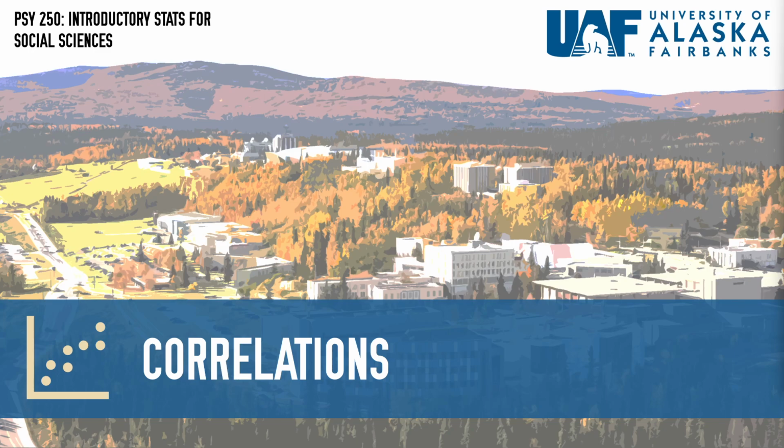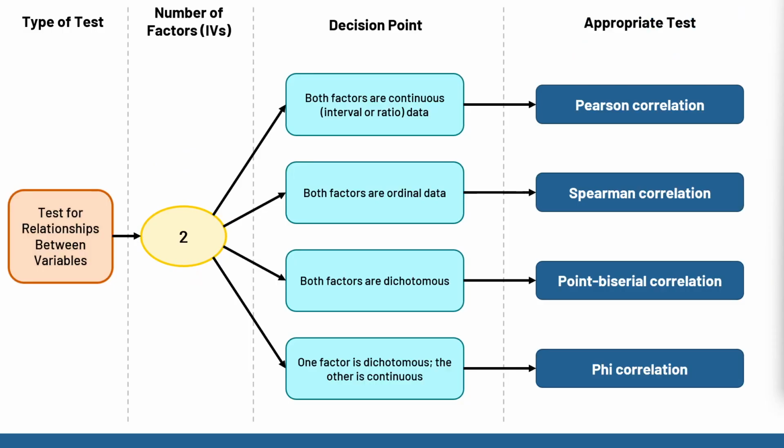So today we're talking about correlations. Now we have a new graphic here. However, don't be frightened because we're covering this all today. This is still the last one of these that you'll see. I made an entirely new graphic because we're looking at some different things here. Overall, now we're looking at tests for relationships between variables, and you can see different decision points and different correlations that correspond with those.